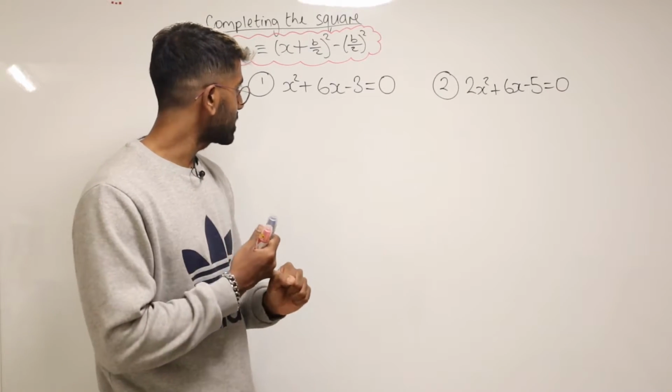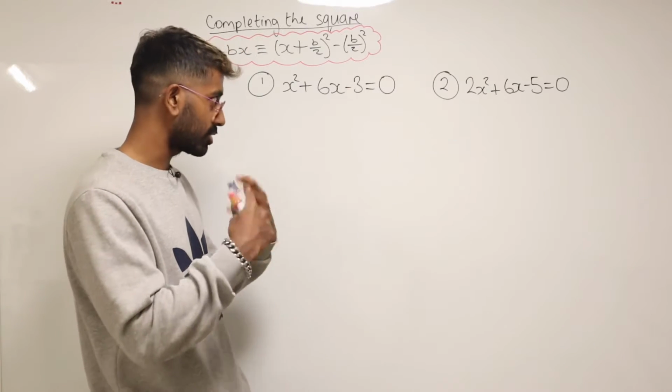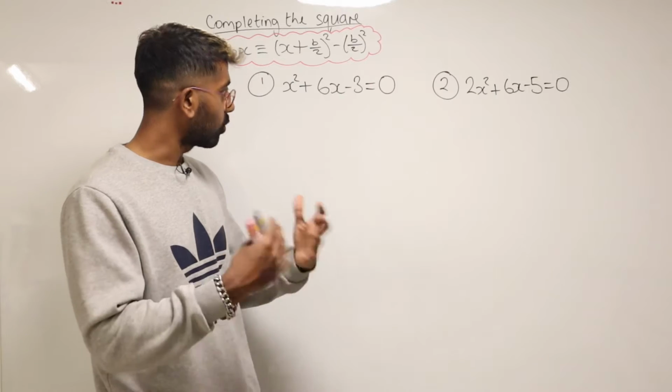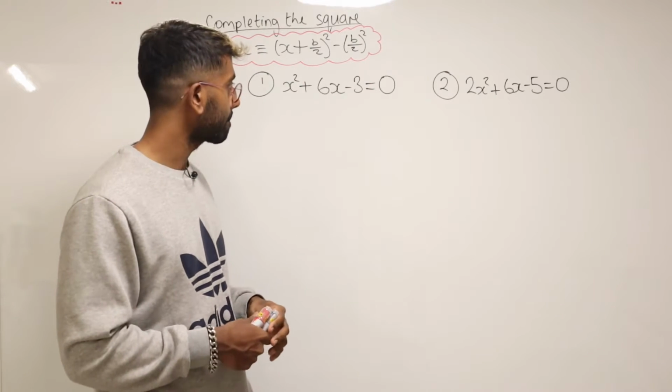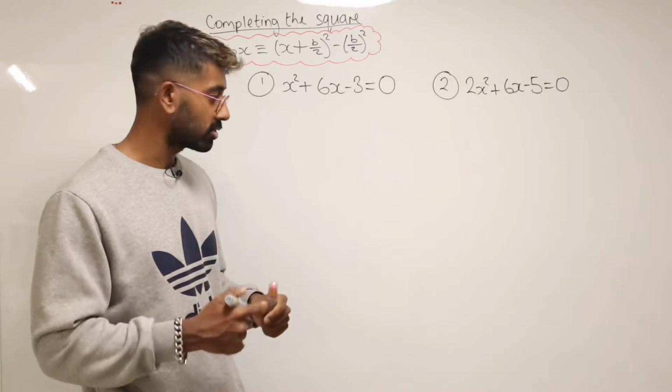We've done lots of completing the square so far, but now what we're going to do is, once we've completed the square, go and solve the equation and find out what our values of x actually are. So looking at the first one, let's just go and complete the square as we've done so far.